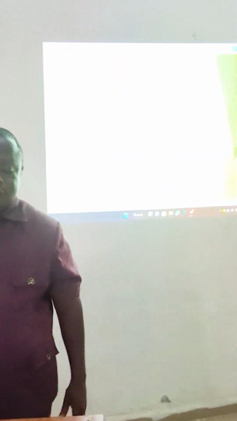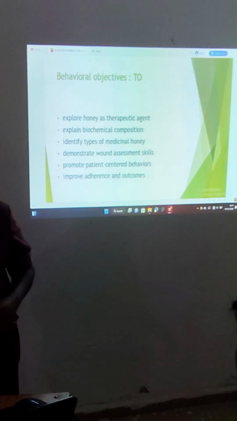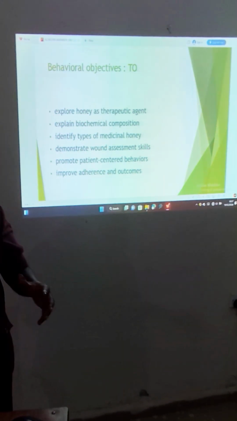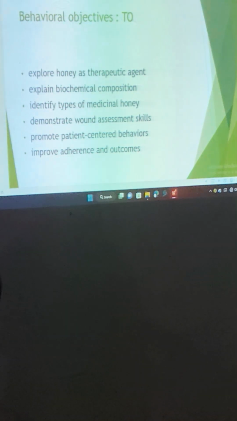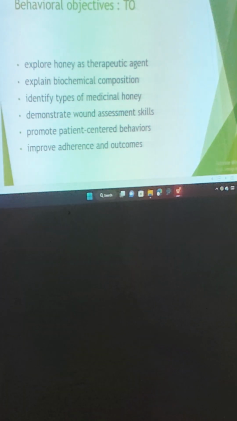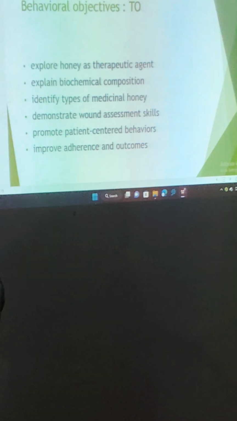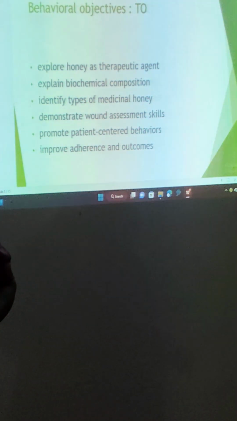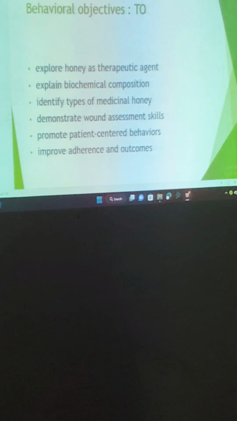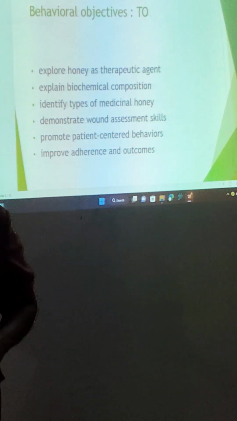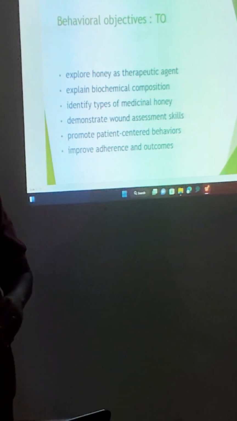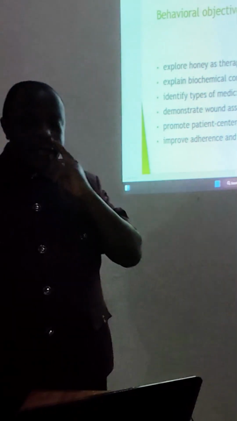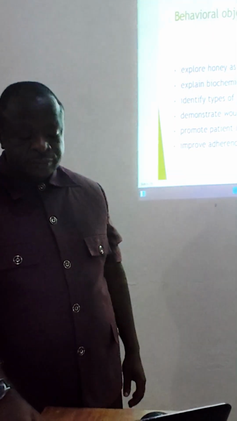The behavioral objectives: to explore honey as a therapeutic agent, to explain the biochemical composition of honey, to identify the types of medicinal honey, to demonstrate wound assessment skill, to promote patient-centered behavior when using honey, and to improve adherence and outcome in the use of honey. Introduction.